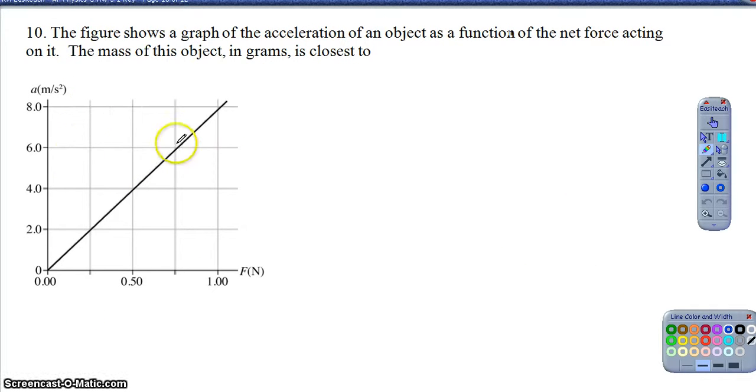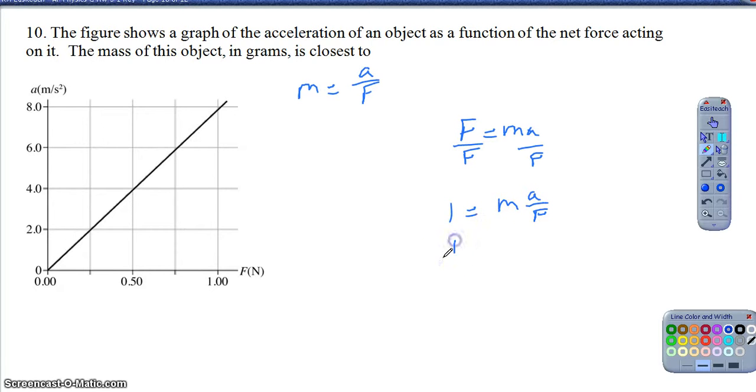So question 10 here is very similar to one of the questions we saw earlier. You could use a specific data point, but actually to get a better answer we would typically use the slope. And so if I look at the slope of this, my slope would be a over f. Well, in this case, if I've got force equals mass times acceleration, and I solve for a over f, so if I divide both sides by f, I get 1 equals m times a over f. And so then if I solve for a over f, I actually get 1 over m equals a over f.